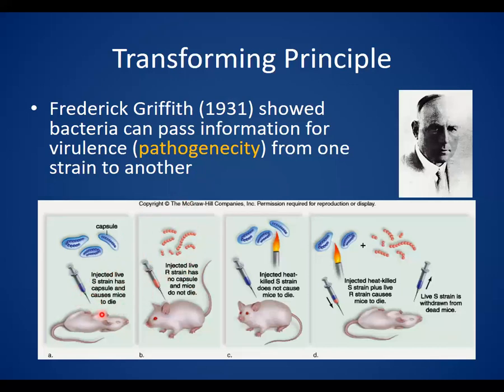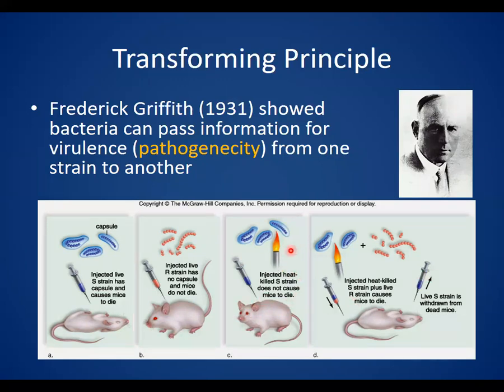When live S strain was injected into mice, they got sick and died. But when live R strain was injected into the mice, they didn't die. They survived the infection. Griffith also showed that when you took the S strain and you heated it and you killed it, and then you injected it into the mice, they survived.